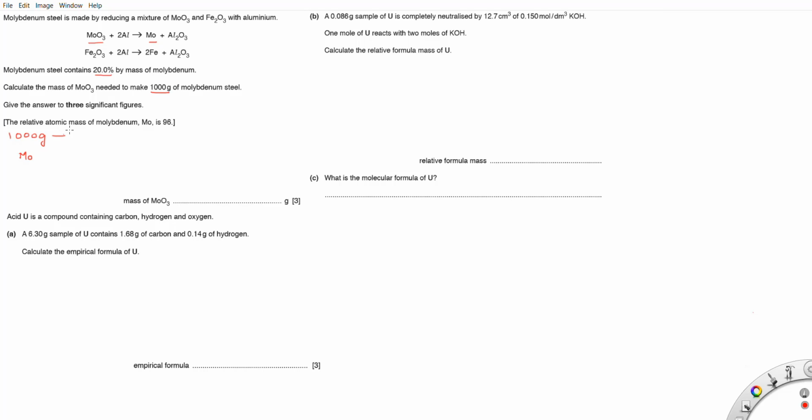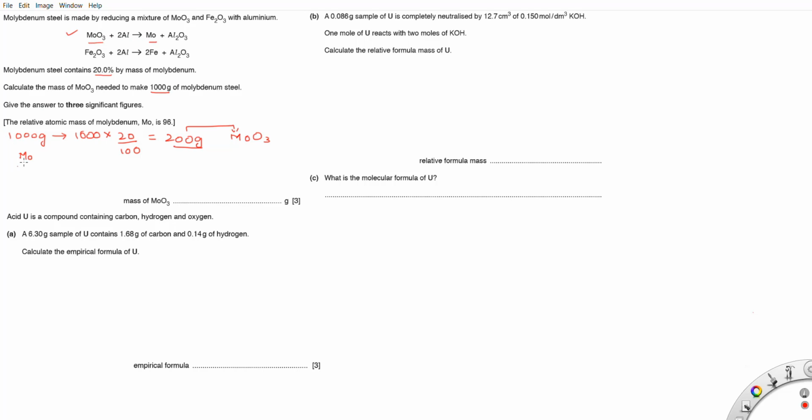So that means we first work out the 20% of 1000. So 1000 times 20%, that means 20 over 100. What do we have? We have 200 grams. That means what question is now asking us is we need to calculate the mass of molybdenum oxide by 200 grams, that is 20% of molybdenum. So according to the condition given in the question or the equation, since this represents a balanced chemical equation, we can easily relate molybdenum oxide with molybdenum.